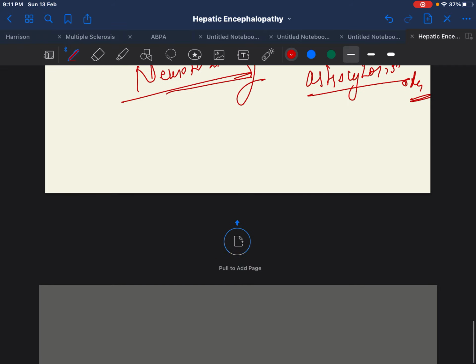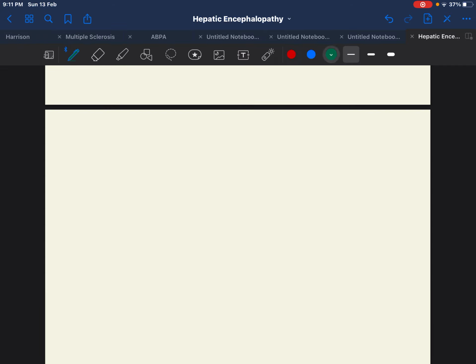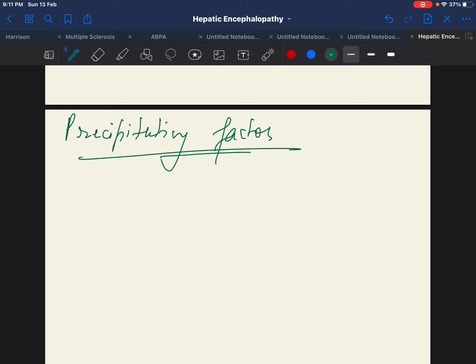Okay, let's now go to the precipitating factors. They are very, very important, because whenever we suspect that a patient with advanced liver failure may have hepatic encephalopathy, we always look for these factors and try to avoid them. In managing a patient with hepatic encephalopathy, the first step is to identify the precipitating factors. So first we should know what the precipitating factors are.